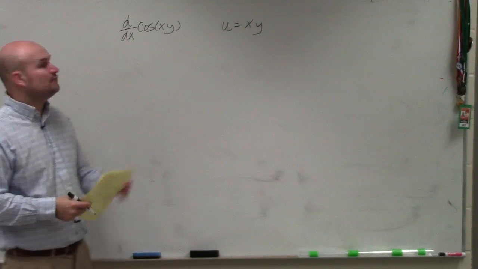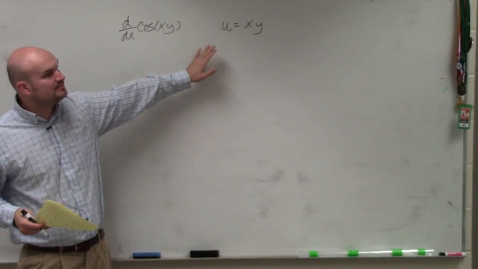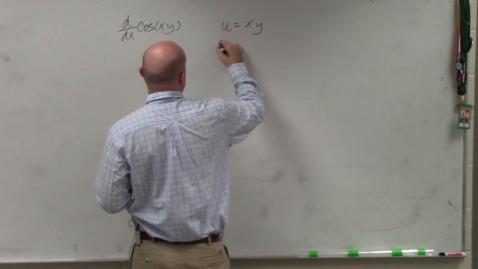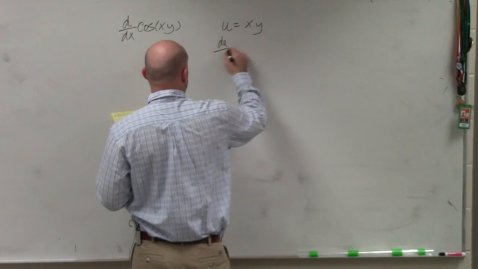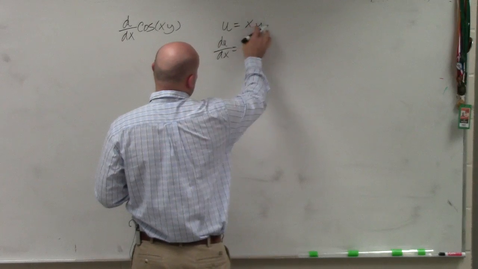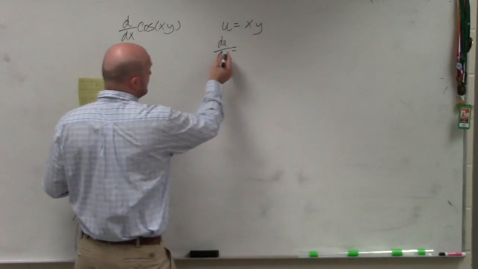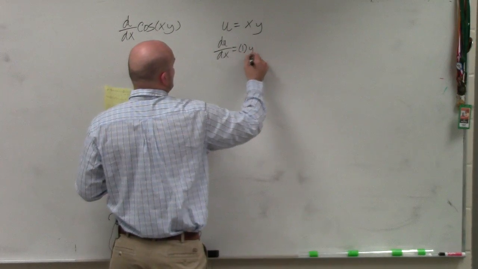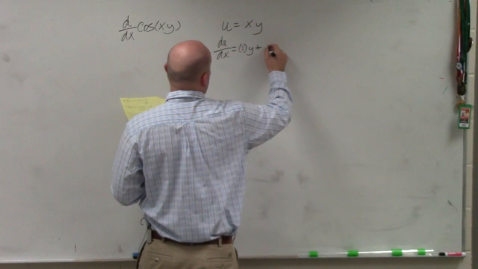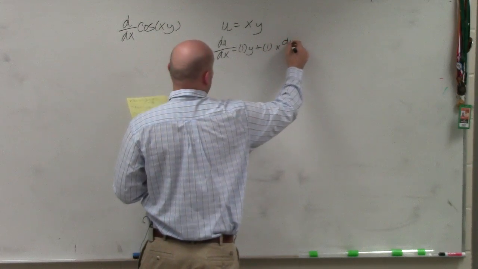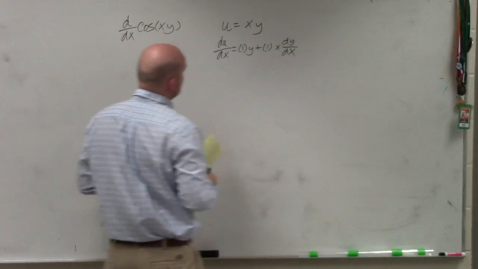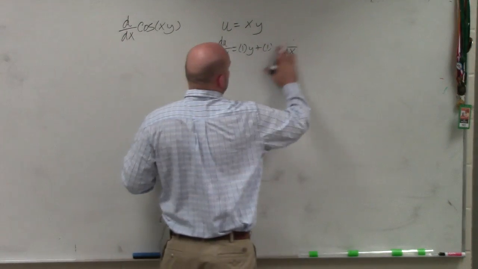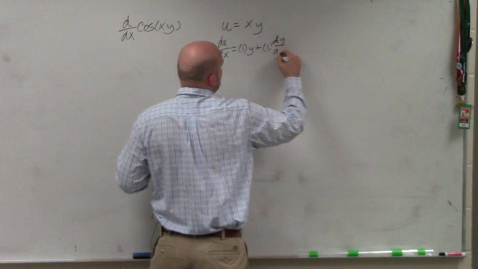And then what obviously I know for finding the chain rule, I need to go ahead and find the derivative of this. So I'm going to do du over dx, so basically finding the derivative of xy with respect to x. Therefore, that's going to be 1 times y plus 1 times x dy over dx. It's basically the derivative of y, dy over dx, times x.